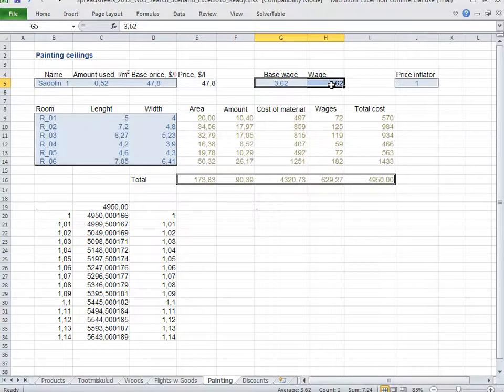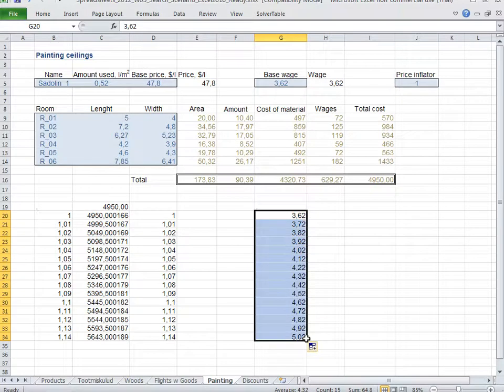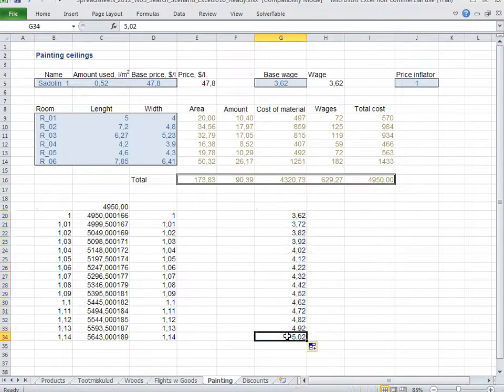Let's see what's happening. We write for human costs 3,62 and 3,72, and we continue this pattern so that the cost of a wage goes up to 5 per square meter. And we are interested in, again, the total cost, I16.